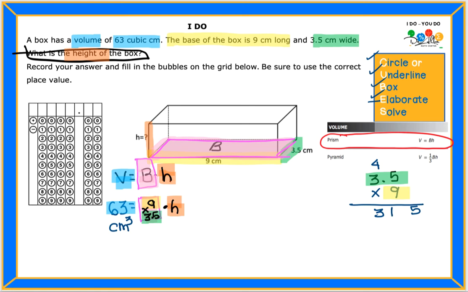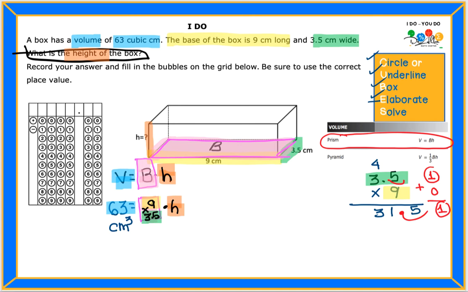Now what we're going to do next, we're going to check the decimals in each factor. So here we have 1, here none, total 1. From right to left, we're going to move one place value. So the area of the base equals 31.5.